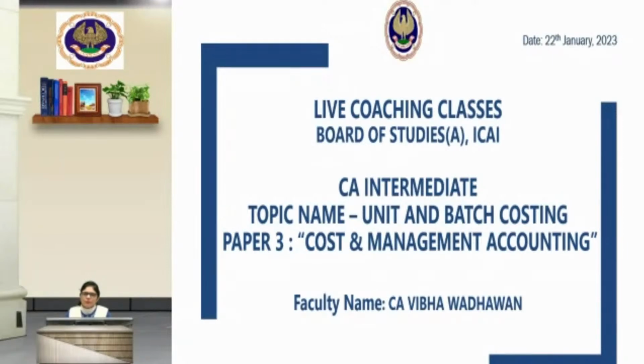So a lot of questions we are going to do, and I believe there should be an understanding of cost sheet to understand this unit and batch costing. So this is basically a type of costing where we calculate the cost per unit. What is the cost object here? In unit costing, every unit is a cost object. In batch costing, every batch is a cost object. Okay, so a lot of things to learn. Let us start.